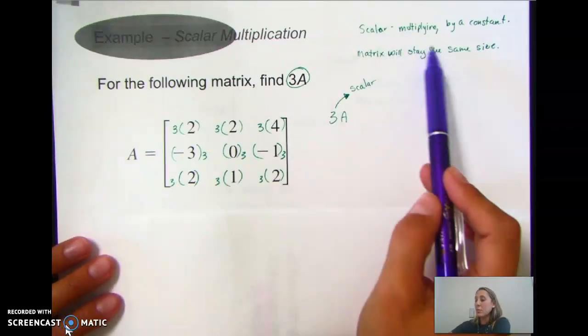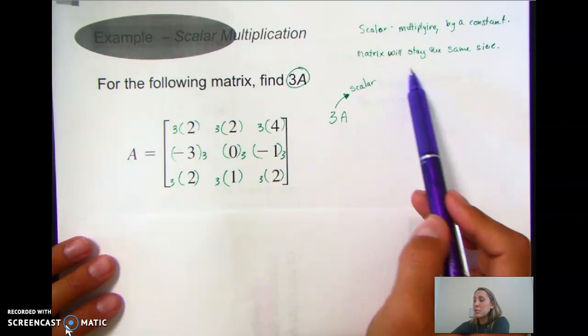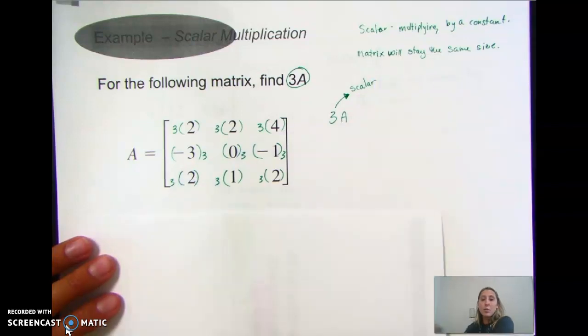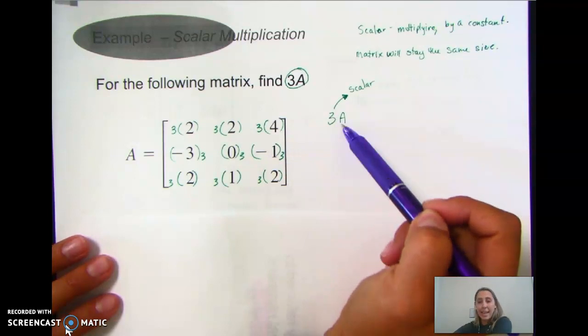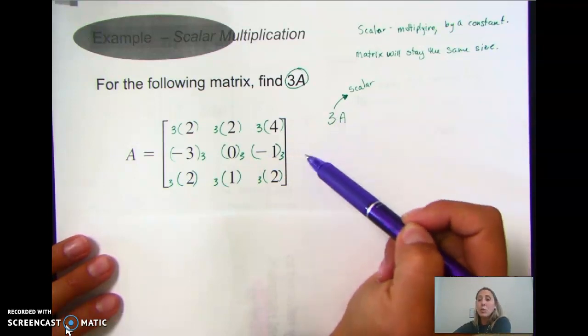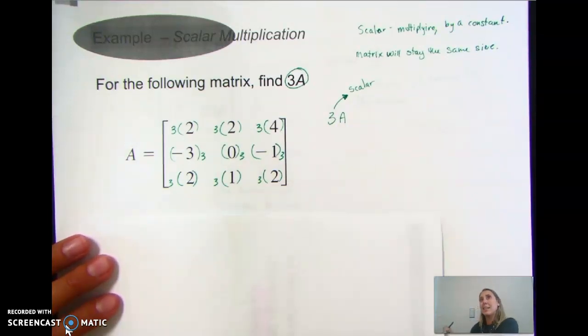Okay, so here is an example. A scalar is multiplying by a constant. The matrix will stay the same size, so when we're just multiplying by a scalar, we'll just keep it the same size. So this is saying find 3A. So 3 is the scalar, A is the name of the matrix. And what we're going to do is take that same idea of distributing that 3 to every entry in the matrix. So I have done that here.